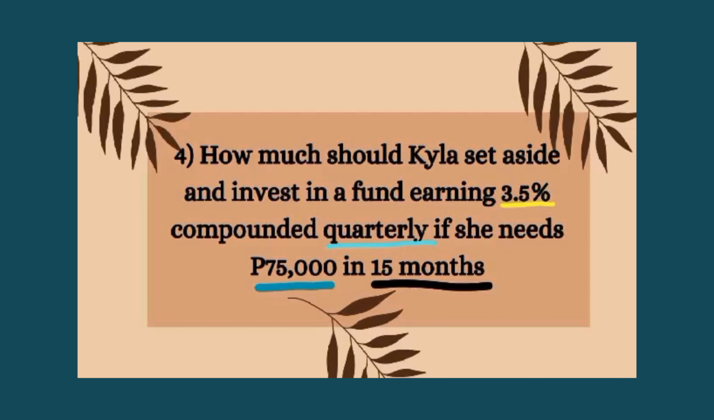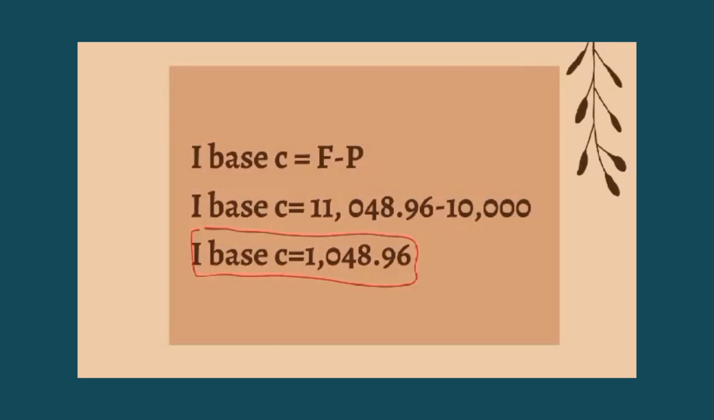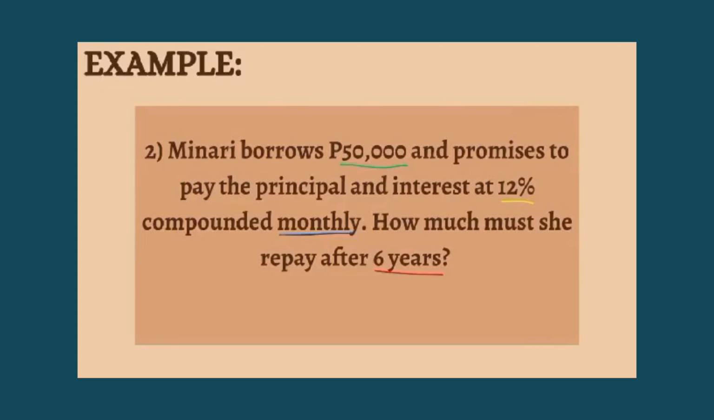Next sample problem. How much should Kyla set aside and invest in a fund earning 3.5% compounded quarterly if she needs 75,000 in 15 months? So, interest I is equal to F minus P. So, I is equal to 11,048.96 minus 10,000. So, it equals 1,048.96.